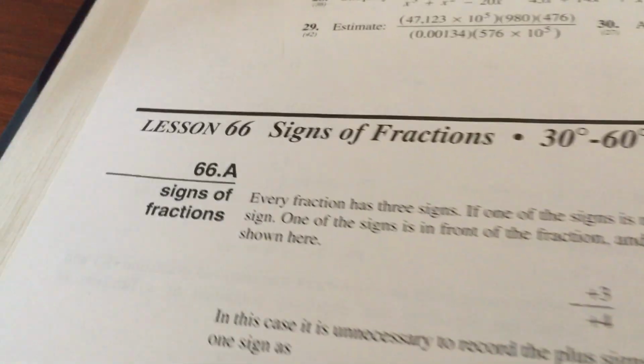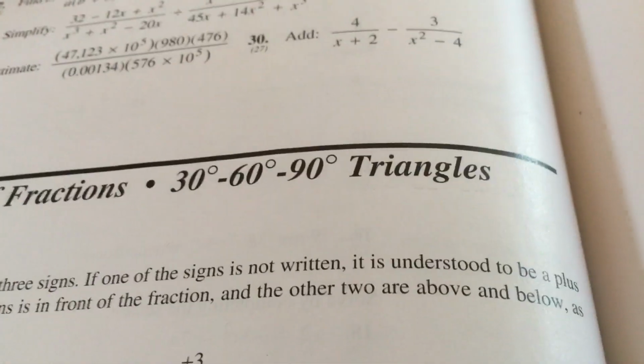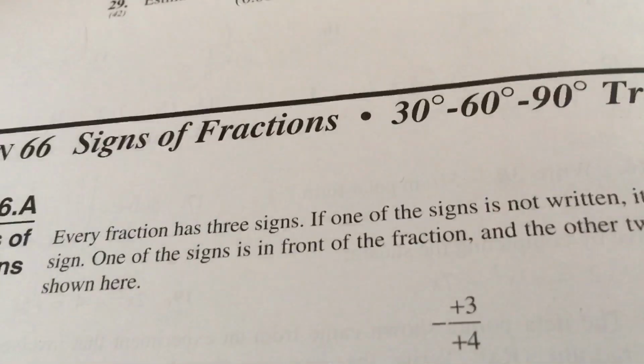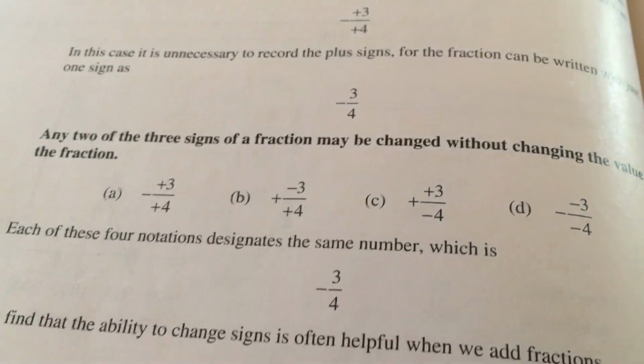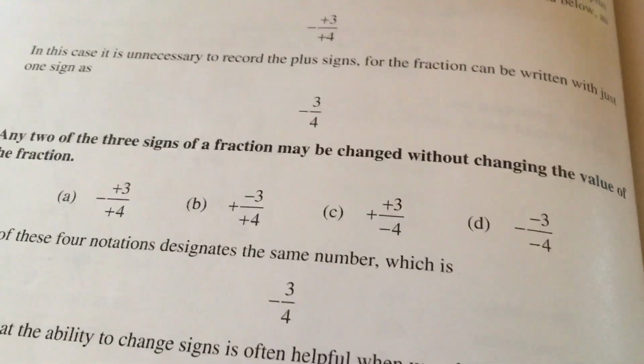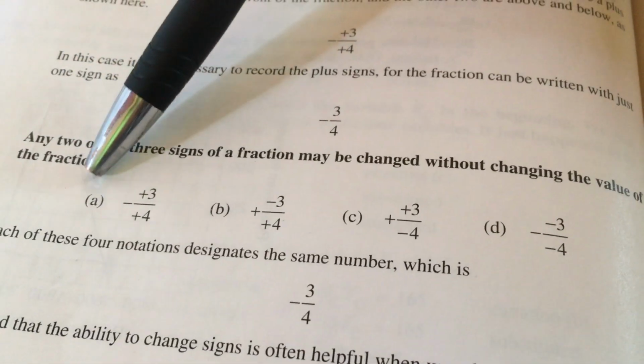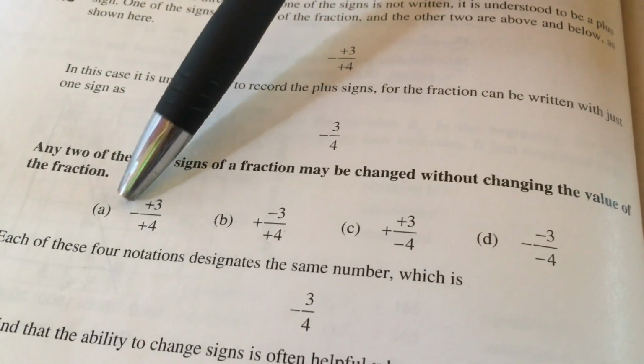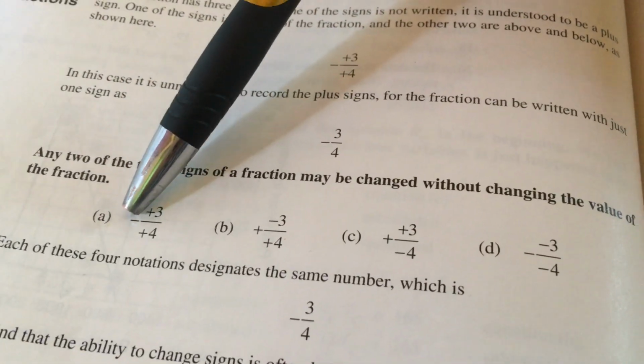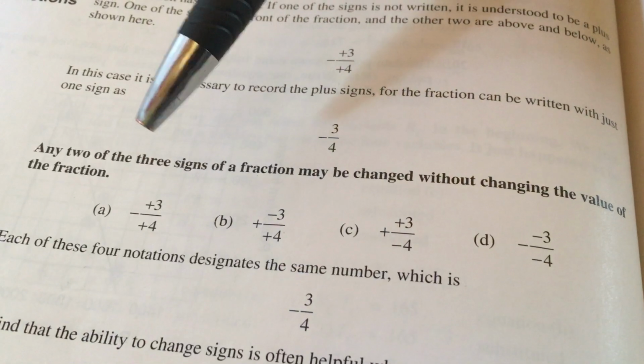Okay, lesson 66, signs of fractions, and then 30, 60, 90 triangles. Signs of fractions. The rule here is that with fractions, we can change any two signs as long as we change two signs, and we will always end up with the same fraction.